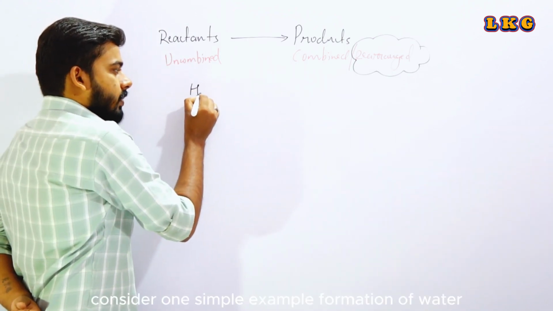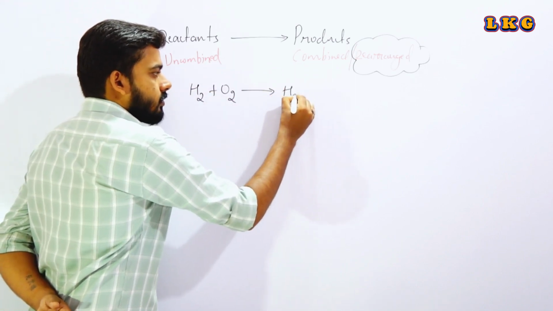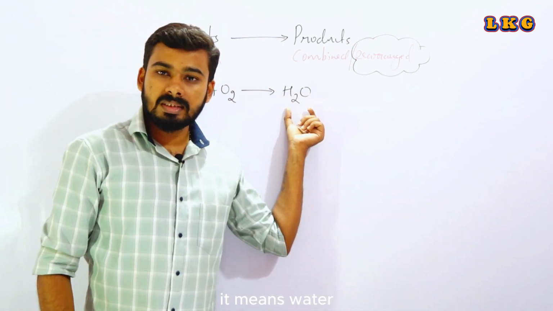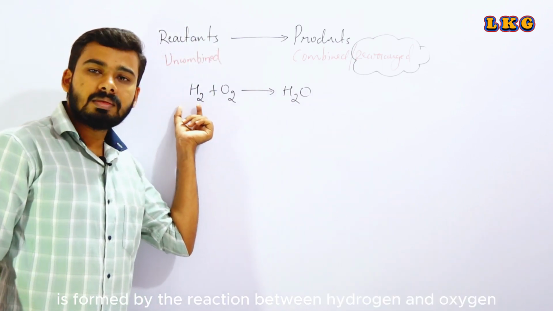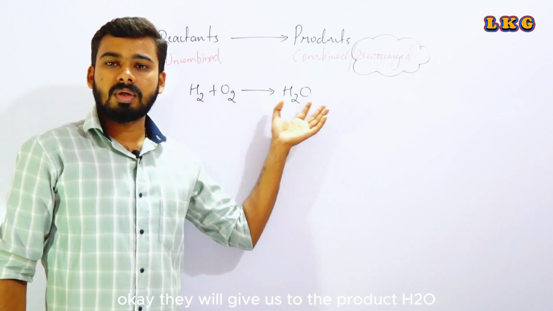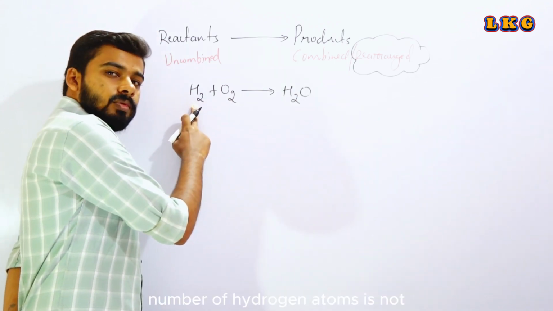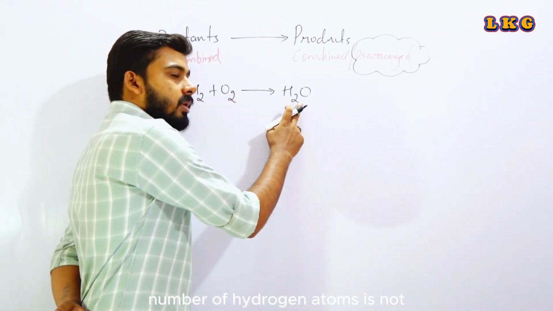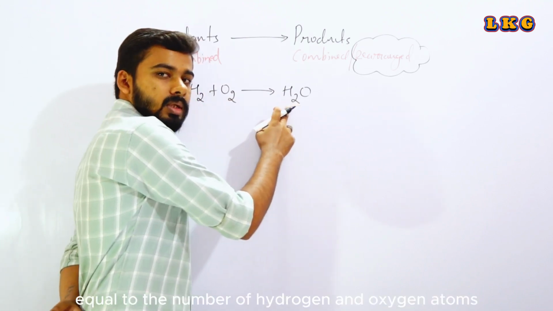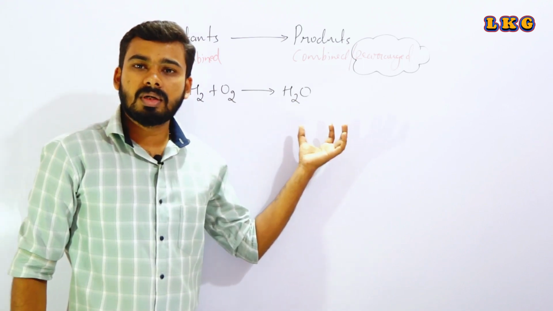Consider one simple example, formation of water. We know that formula of water is H2O. It means water is formed by the reaction between hydrogen and oxygen. They will give rise to the product H2O. But if you observe here, number of oxygen atoms is not equal to the number of oxygen atoms in the product side. Reactant alli bere ide, product alli bere ide.